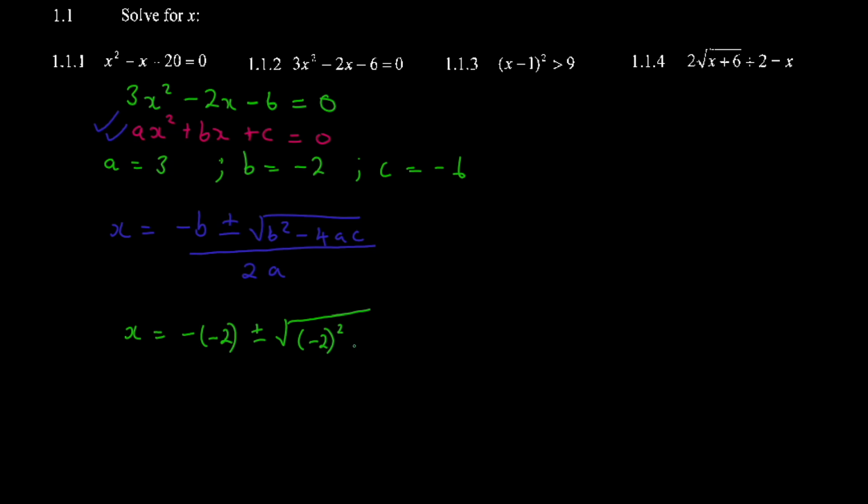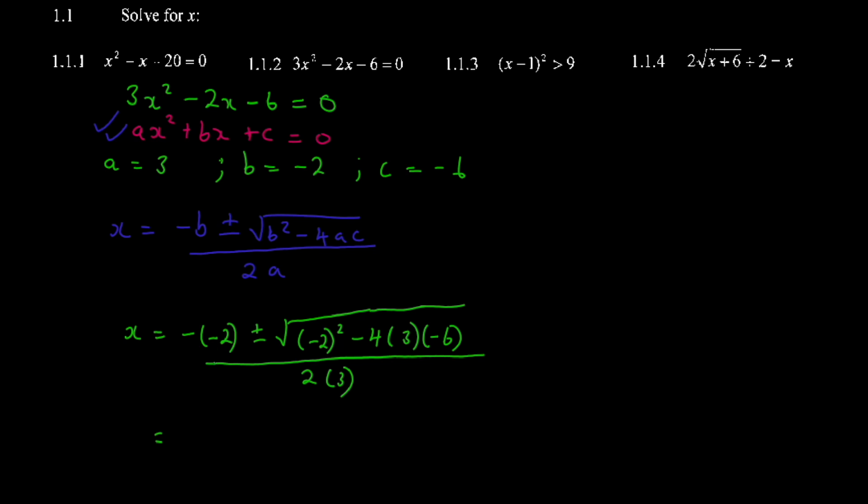So this is b's negative. This is b squared; b was -2, so that's why I wrote this. Then minus 4, which is already there. I have to write a, which is 3, then c, which is -6. And then the whole thing is over 2 multiplied by a, which is 3 here. Okay, so this is good.